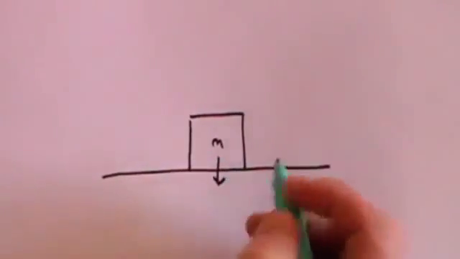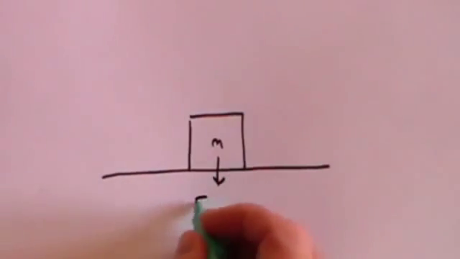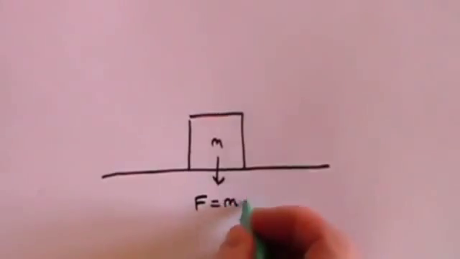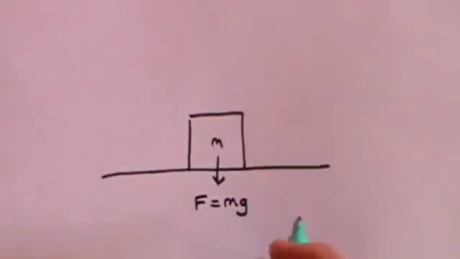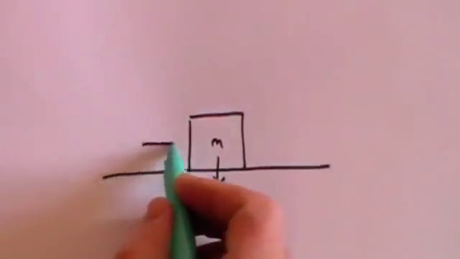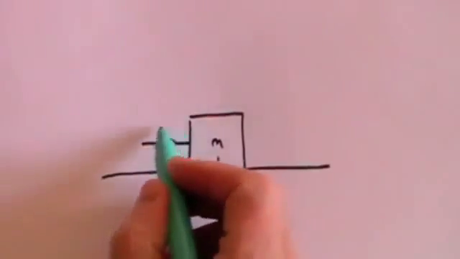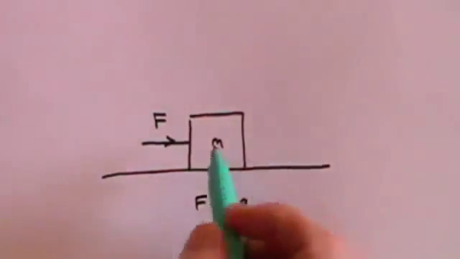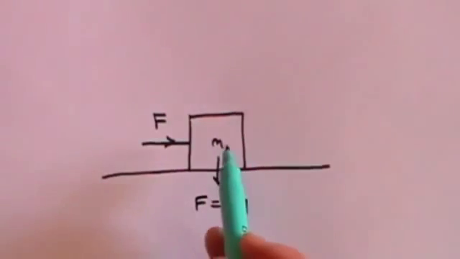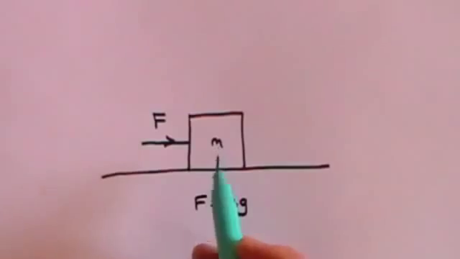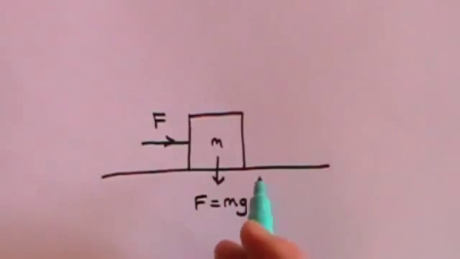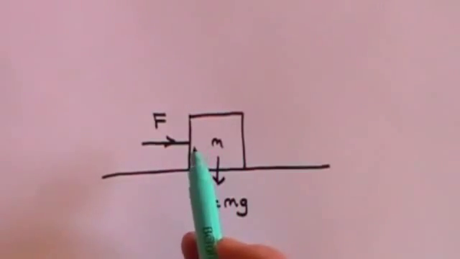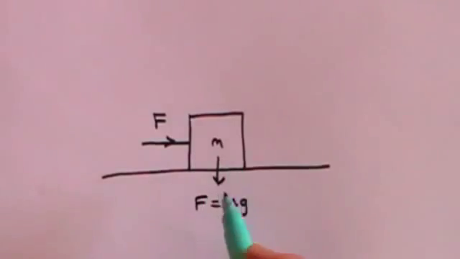Then there will be, of course, a gravitational force acting downwards, which equals mg. Now, if I attempt to push that bookcase, I may use another force, that's my force, and I attempt to push the bookcase, it won't move. You will have tried to do this if you've got something heavy, you try to push it along the ground, it doesn't move. You push a bit harder, it still doesn't move.